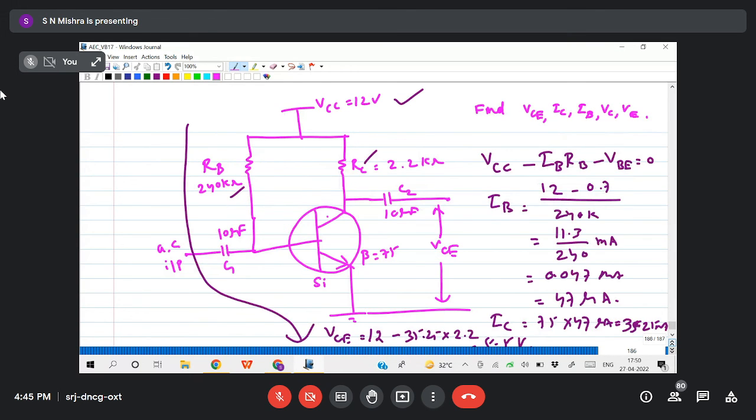That's why it is included in your syllabus. There are a lot of biasing circuits: emitter bias, collector bias, voltage divider bias. Those are used, but for understanding purposes, fixed bias is included in your syllabus. Okay, so that completes your transistor.